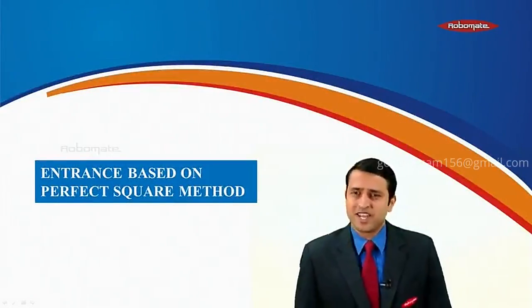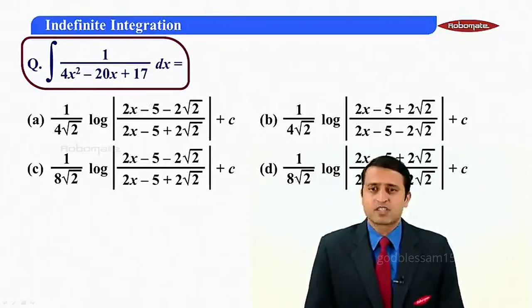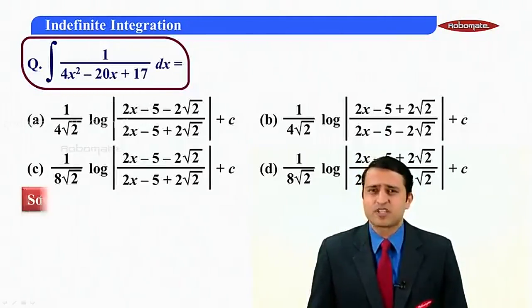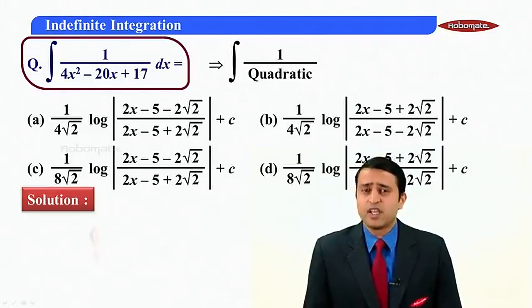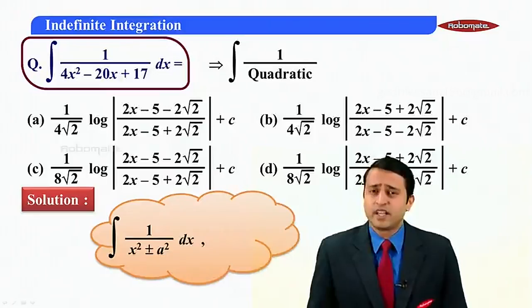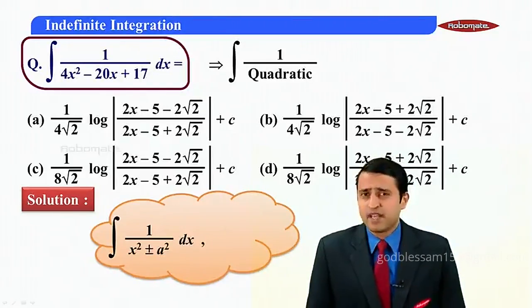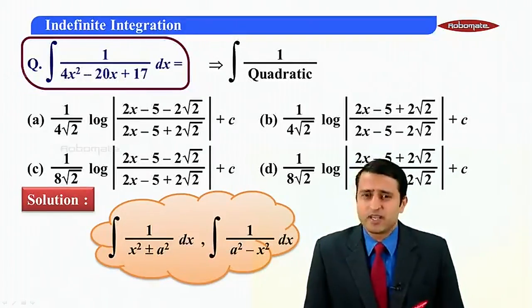Hello my dear students, let us see some more entrance questions of the type perfect square method. The first in this module we have is 1 upon 4x square minus 20x plus 17. Now my dear students, if I see this question, I can very well understand that this is of the type 1 upon quadratic, and for any integral which is of the type 1 upon quadratic, we know that the integral should be expressed in the form of 1 upon x square plus minus a square or a square minus x square. Is that okay my dear students?